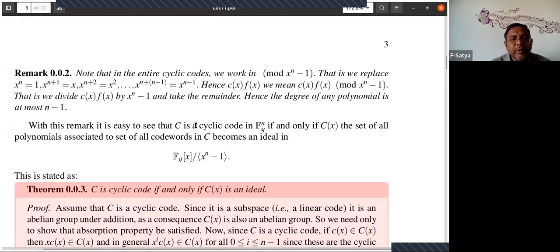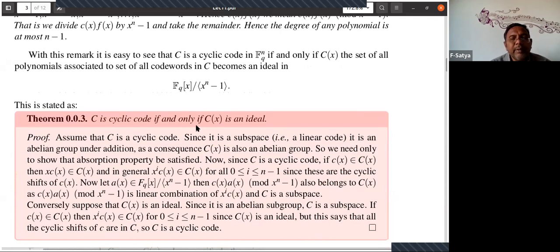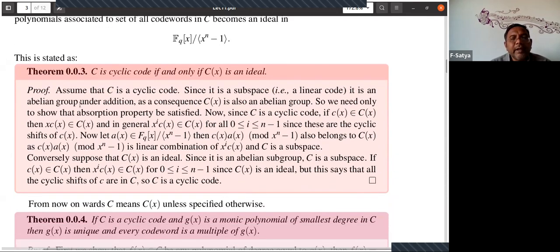Then what we proved in the previous class is that C is a cyclic code if and only if C(x) is an ideal. What is C? C is a subset of Fq power n. What is C(x)? The corresponding polynomials. Is it okay, Amir?